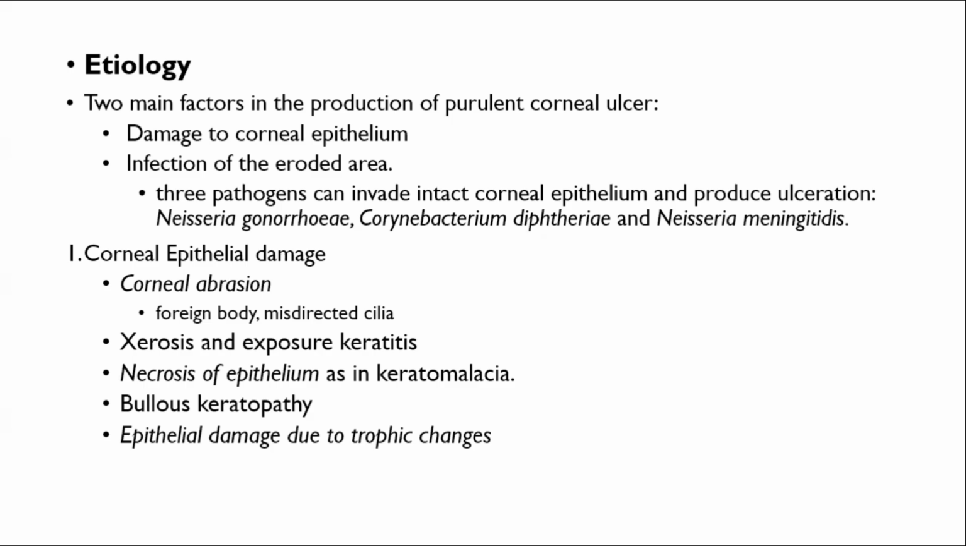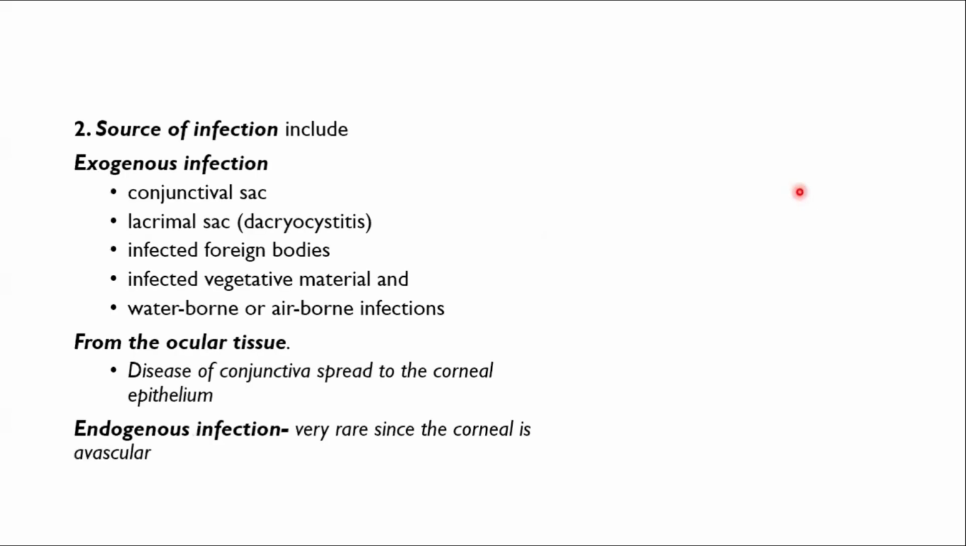This slide covers the different sources of infection that can lead to corneal ulcer or keratitis. The first one is exogenous infection, which basically originates from outside of the body, and there are several potential sources like the conjunctival sac, lacrimal sac, infected foreign bodies, infected vegetative materials, and waterborne or airborne infection. In addition to external sources, infections can also spread from the adjacent ocular tissues.